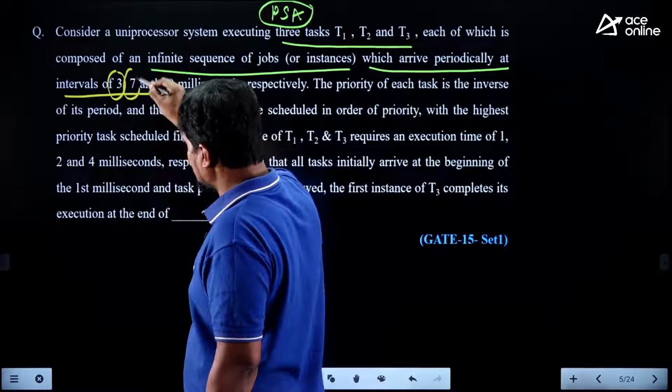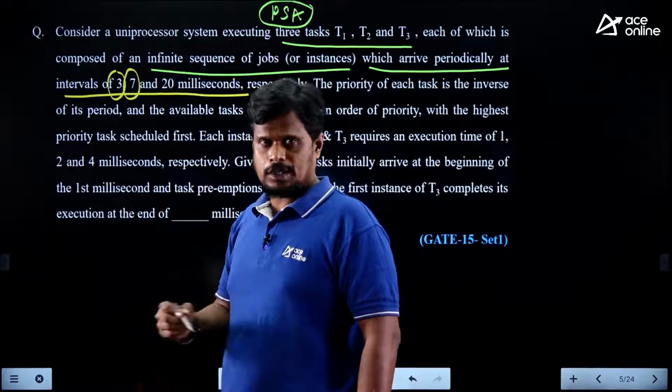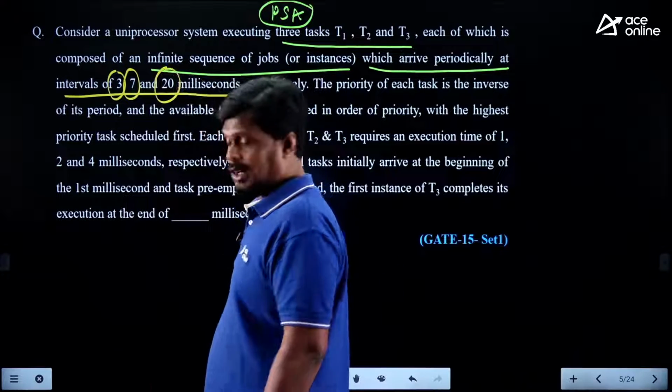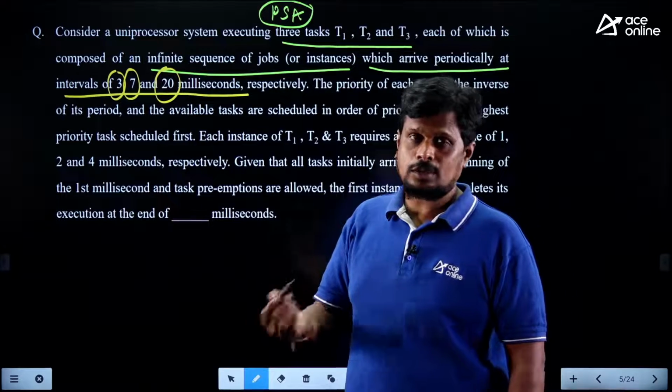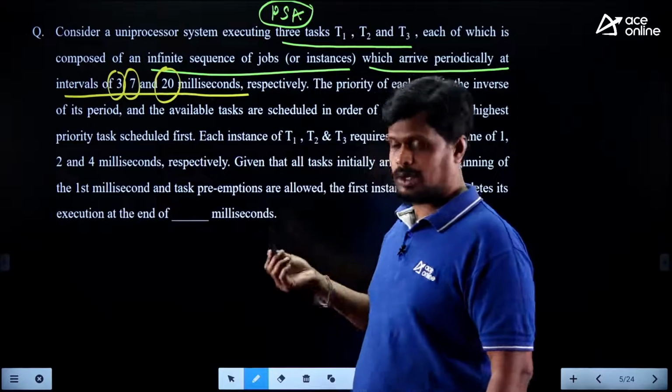For every 7 intervals, P2 can enter into the ready queue. For every 20 intervals, or else 20 milliseconds, T3 can enter into the ready queue. That is the meaning. So we'll see that.